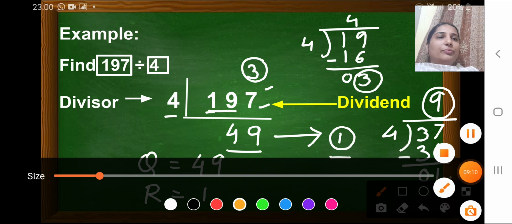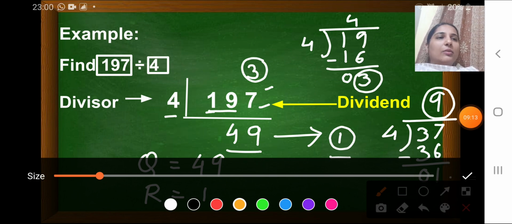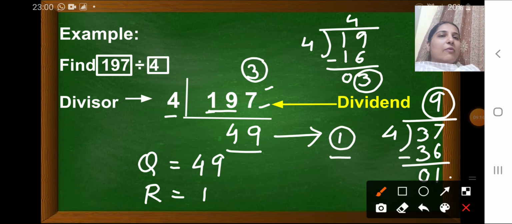So here you can see, first what did we do? We go for the table of 4 times. So 4 4s are 16. So that 19 minus 16 will give 3 here. That 3 we will write just above the next digit of the dividend. So now we have 3 7, 37.